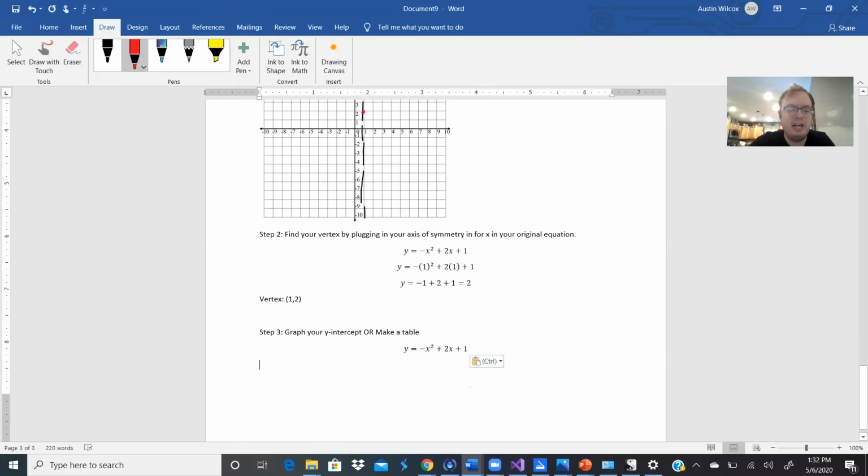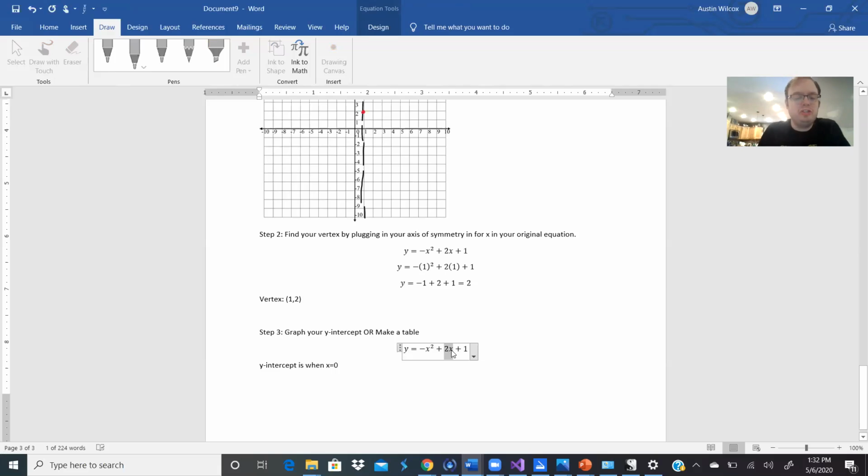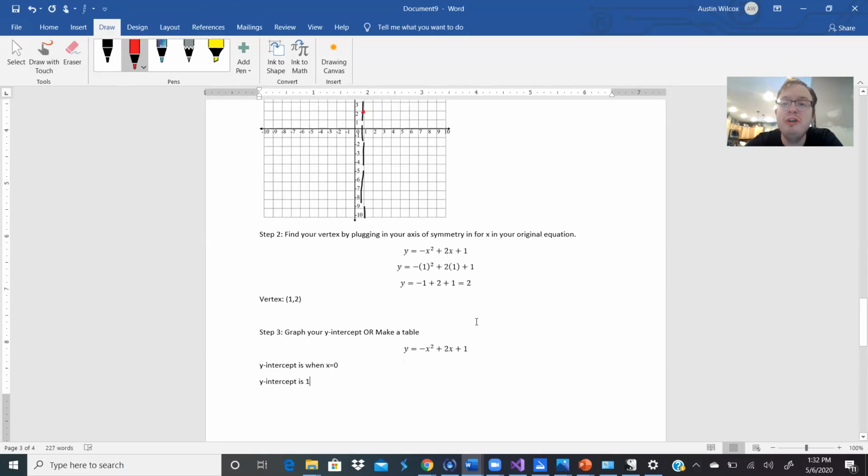is, well, your y-intercept, again, is when x is equal to 0. Well, if I put 0 in for x here, that makes the x squared 0. That makes this 2x also 0. So all you're left with is just the 1. So now I know my y-intercept here is 1. And so this rings true for every single one of your quadratic functions. Your y-intercept is always going to be just the number at the very end. That's always going to be true. It's just going to be that number at the very end.